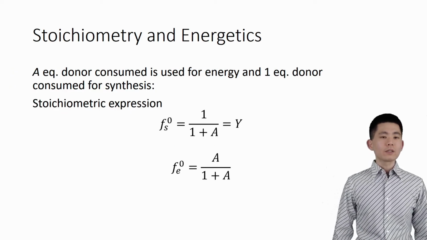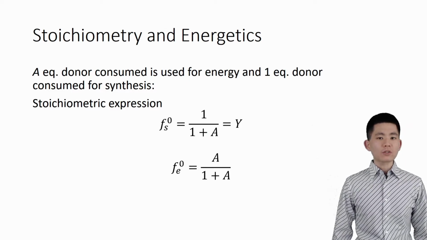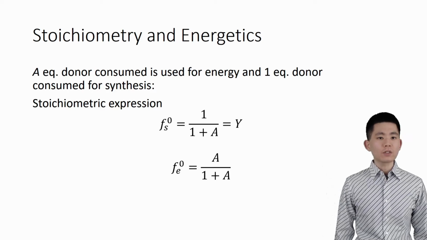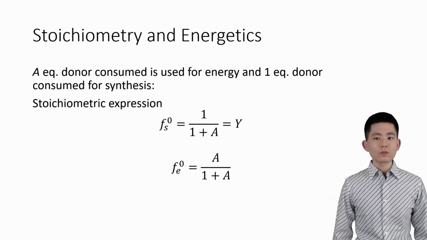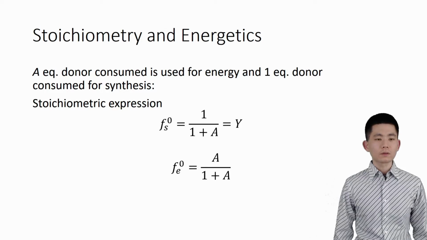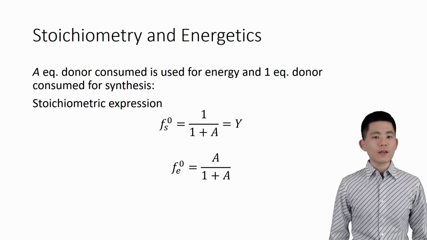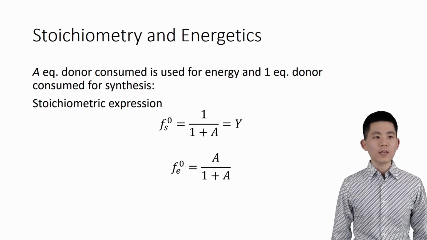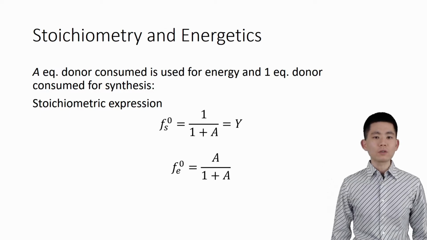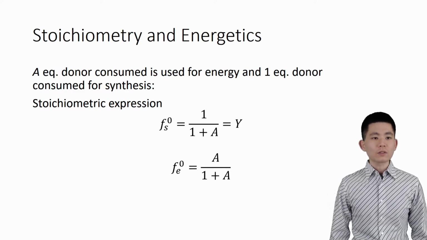A is related to the fractions. In the energy reaction Re, A equivalent of electron donor is consumed to generate energy, while in synthesis reaction Rs, one equivalent of electron donor is used to synthesize cell biomass. According to this, we can find Fs, the fraction of electron that goes to synthesize cells, to be 1 over 1 plus A. This is also the true yield, as ammonia is the nitrogen source. And Fe, the fraction of electron that goes to electron acceptor to generate energy, is A over 1 plus A.